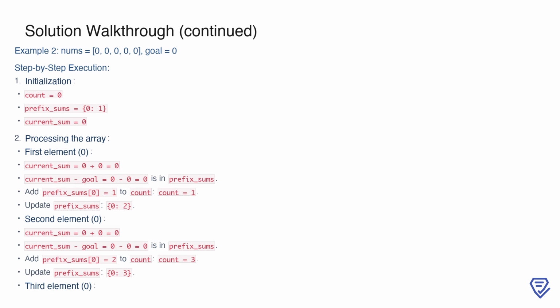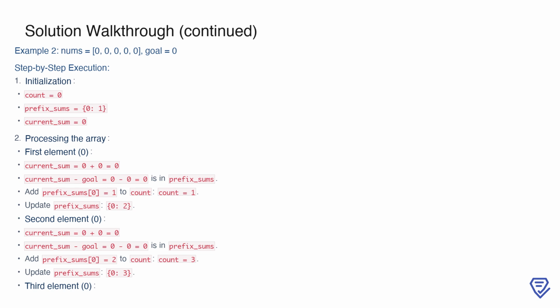Now, we move to the second example where the input array is 0, 0, 0, 0, 0, and the goal is 0. As before, we initialize count to 0, prefix_sums to 0, 1, and current_sum to 0. For the first element, 0, adding it to current_sum keeps the sum at 0. The difference between current_sum and the goal, which is also 0, is in prefix_sums. We add prefix_sums, 0, which is 1, to count, making it 1. We then update prefix_sums to reflect that the prefix sum of 0 has now occurred twice.